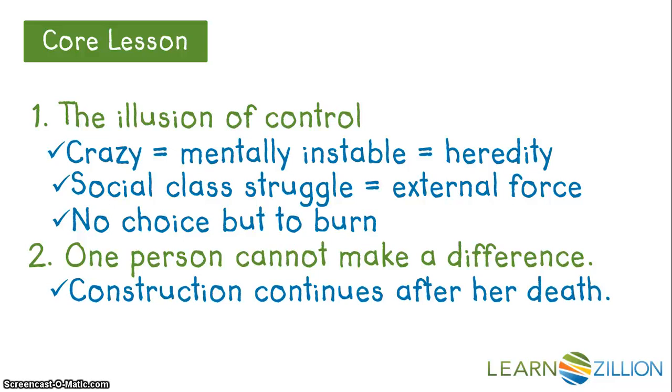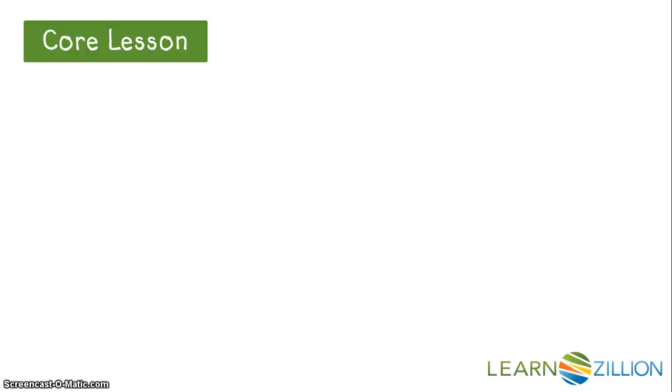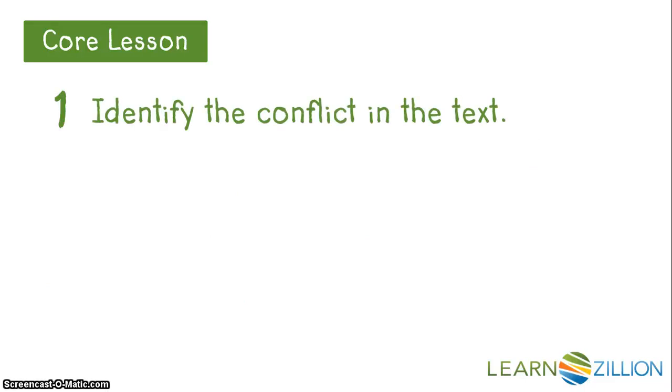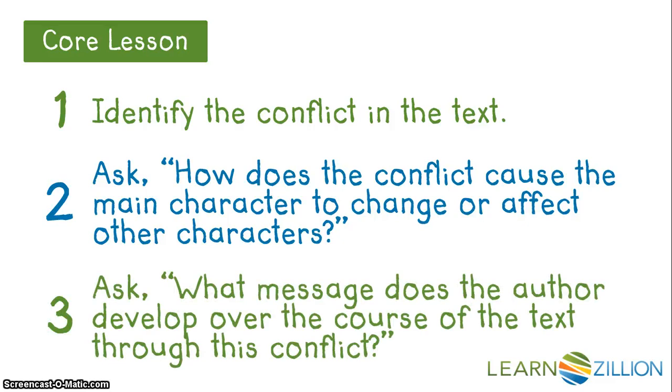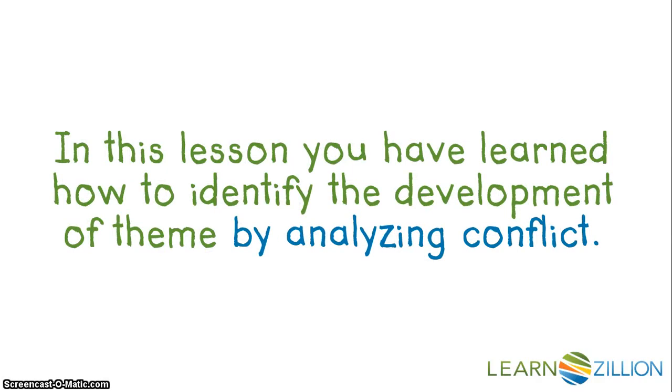So when you're trying to find one theme or multiple themes within any text, you can use these three steps to help you. First, identify the conflict in the text. Then ask, how does the conflict cause the main character to change or affect other characters? And third, ask, what message does the author develop over the course of the text through this conflict? In this lesson, you have learned how to identify the development of theme by analyzing conflict.